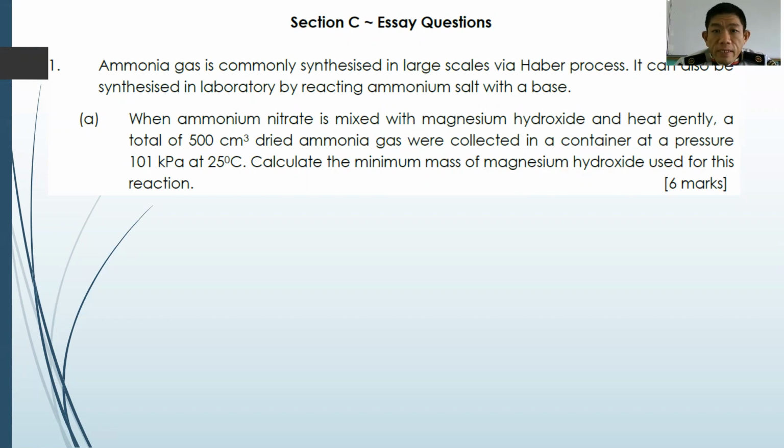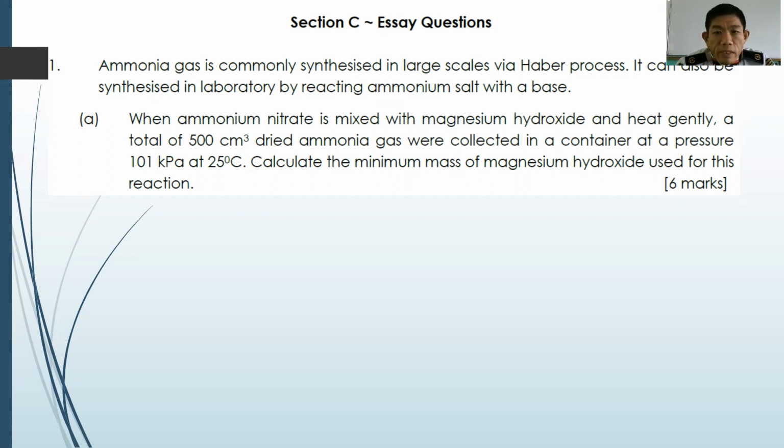Ammonia gas is commonly synthesized on a large scale via the Haber process. It can be synthesized in the laboratory by reacting an ammonium salt with a base. When ammonium nitrate is mixed with magnesium hydroxide and heated strongly, a total of 500 cm³ of dry ammonia gas was collected in a container at a pressure of 101 kPa and 25 degrees Celsius. Calculate the minimum mass of magnesium hydroxide used for this reaction.